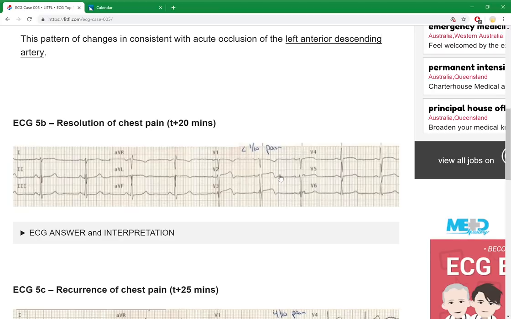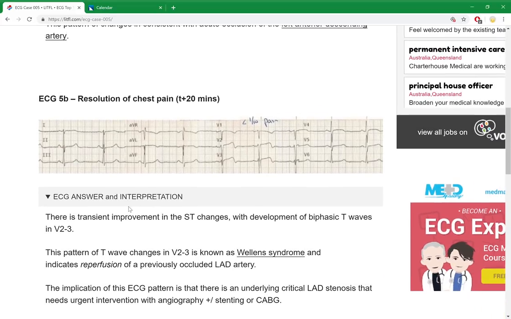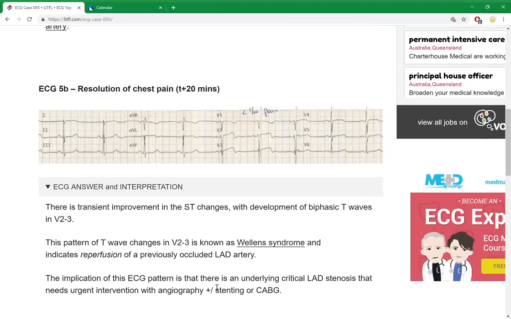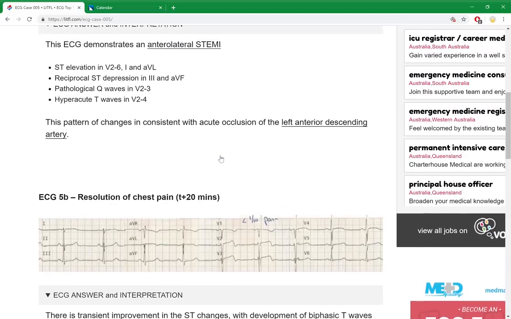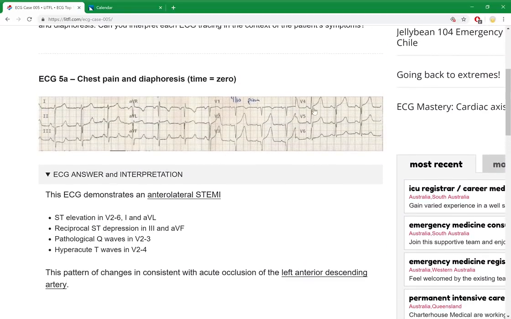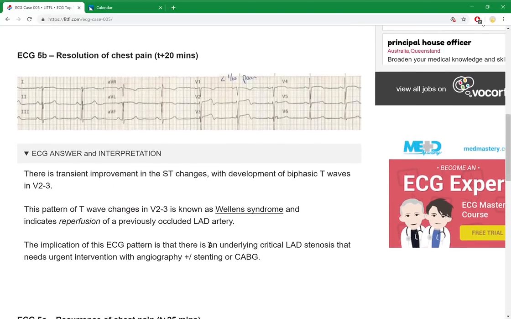This is called a biphasic T wave. This is representative of reperfusion. So although this is good, the patient's not actively infarcting, most likely. This is reperfusion from ischemia or from infarction. So this is bad. This is called Wellens syndrome. So if we look here, it's transient improvement in the ST segment changes with development of biphasic T waves. It's known as Wellens syndrome and indicates reperfusion of a previously occluded LAD. So this is why serial EKGs, or doing multiple EKGs over a course of time, are super important. This patient probably should have gone straight to the cath lab, but for whatever reason they didn't and they got this. So let's keep going.